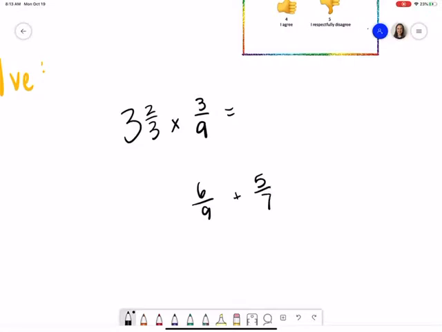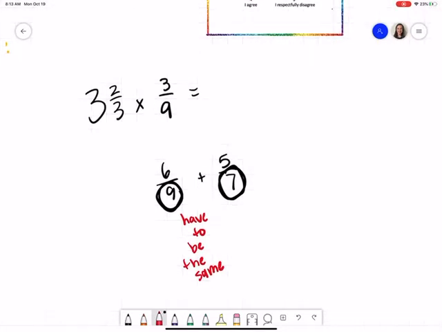Well, we can't add these together because our denominators are different. When we add fractions, our denominators have to be the same before we can add them. And this is why.